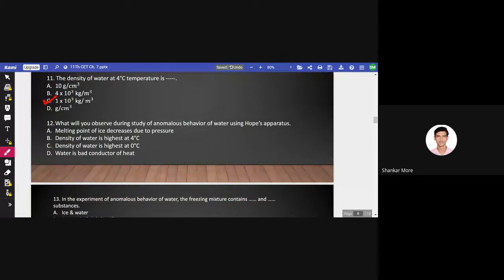Now, question 12. What will you observe during study of anomalous behavior of water using Hope's apparatus? See, this is a very interesting point in your syllabus, isn't it? Melting point of ice decreases due to pressure. Density of water is highest at 4 degrees Celsius. Density of water is highest at 0 degrees Celsius. And water is a bad conductor of heat. So I think except option B, any other option doesn't make any sense.